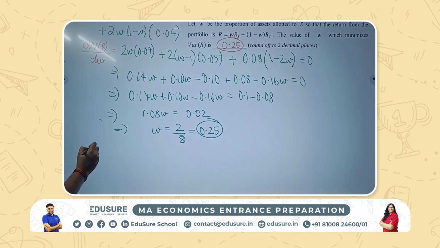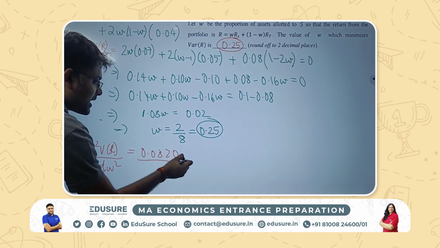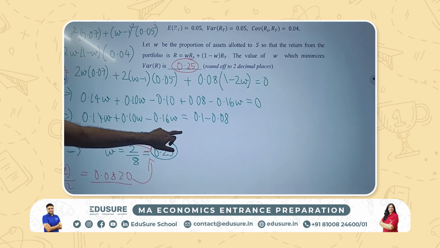So if you write down D2, you get 0.08, which is positive, implying that the W value that I got from the first order condition has to be minimizing the value of the variance of R. So the answer verified is 0.25.